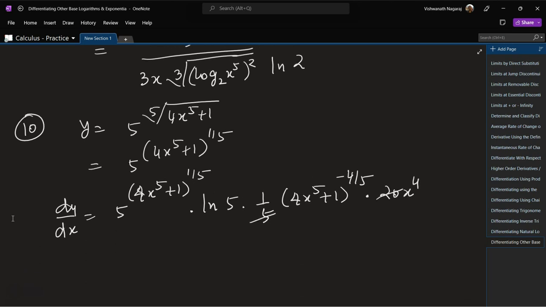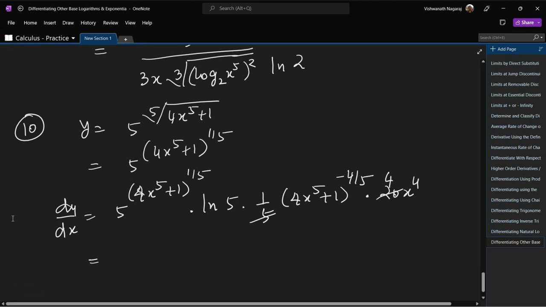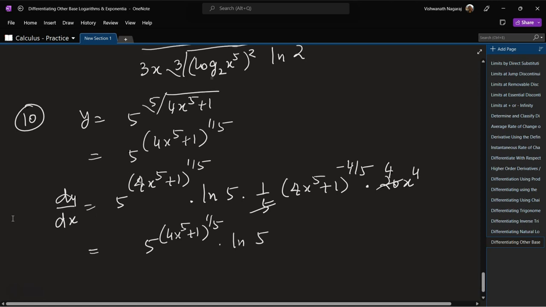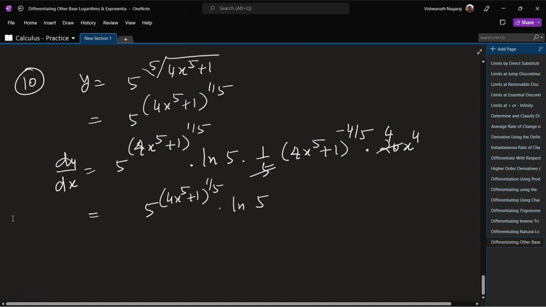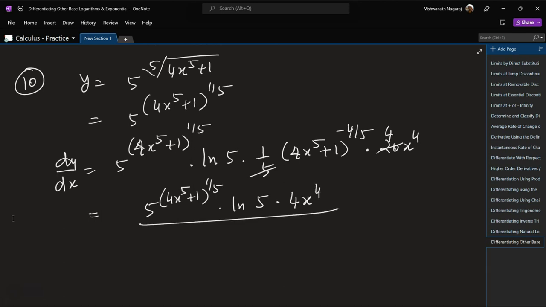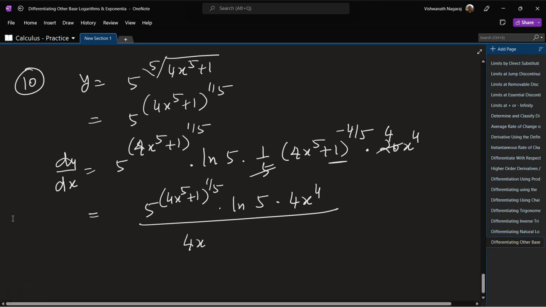Now 5 fours. So we have 5 to the power of 4x to the power of 5 plus 1 to the power of 1 by 5, natural log of 5. And we have 4x to the power of 4 divided by, this is a negative exponent, let's bring it down. So 4x to the power of 5 plus 1 to the power of 4 by 5.